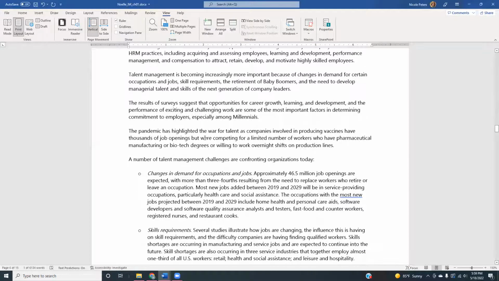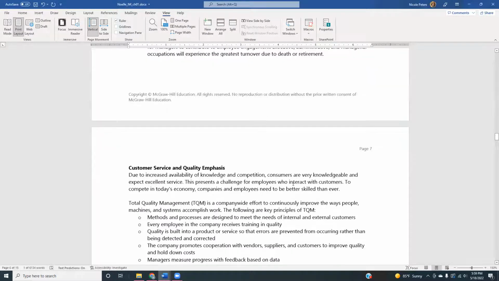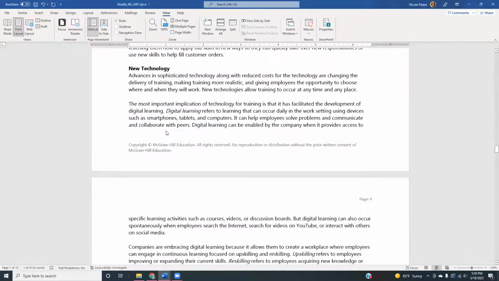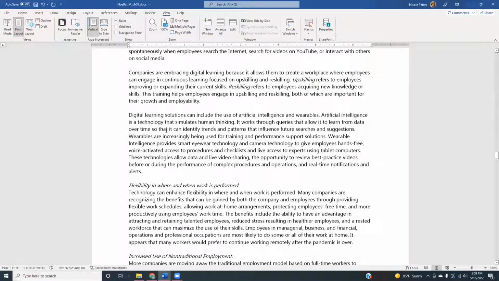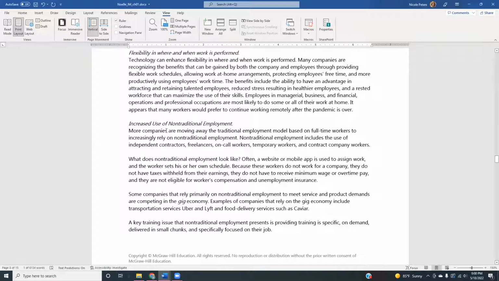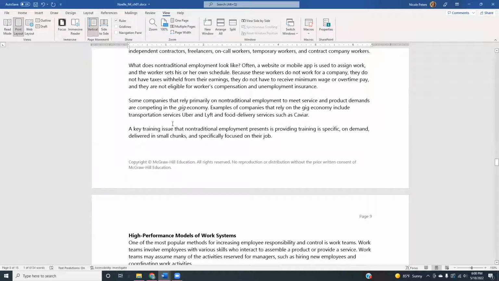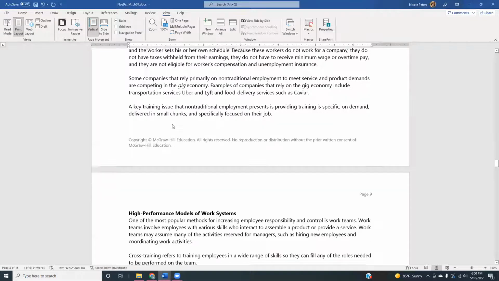That influences how we work and learn. There's talent management, how we manage talent. There's customer service and quality emphasis, all of these different things. And of course, new technology. All of these different things affect how we learn in the workplace. And it's up to training professionals to take these external forces and try to roll with the changes, if you will, roll with those punches.